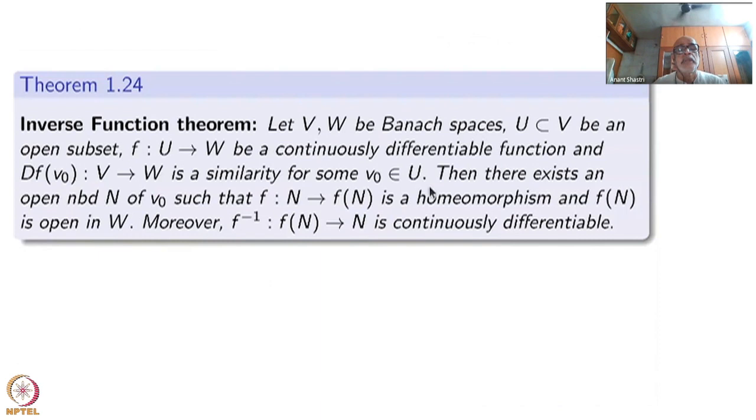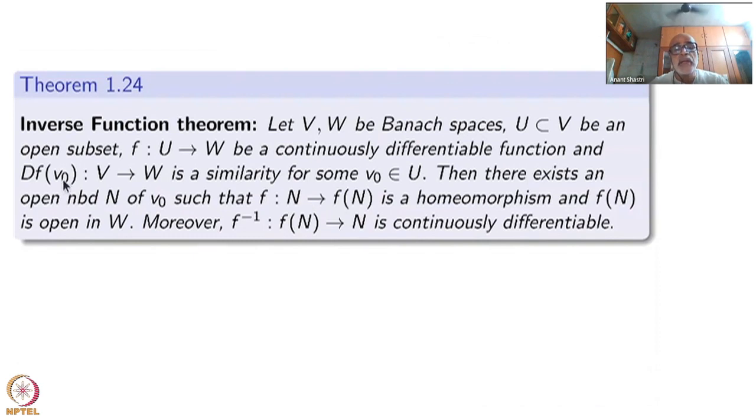The conclusion is that there exists a neighborhood N of V naught such that F on that neighborhood to its image is a homeomorphism. F(N) is open in W. Moreover, F inverse is also continuously differentiable. So starting with just a continuously differentiable function such that at one point the derivative is invertible, in a small neighborhood the function itself is a homeomorphism, actually a diffeomorphism, because the inverse is also continuously differentiable. Moreover, the image is also open. Both N and F(N) are open. N is open in V and F(N) is open in W.